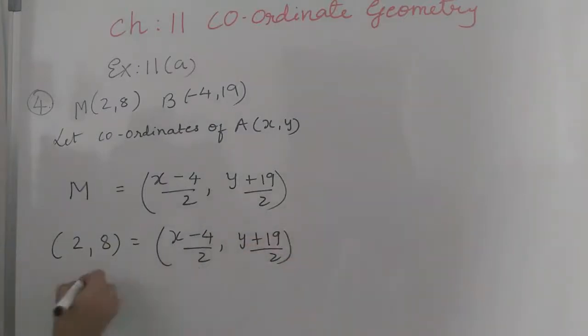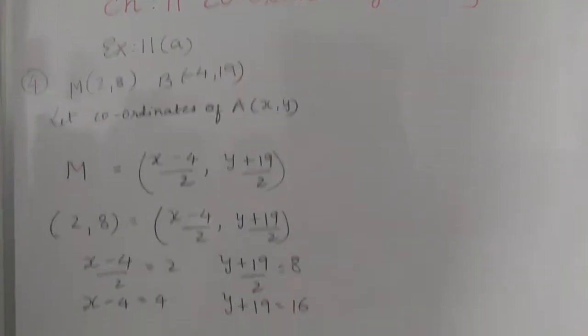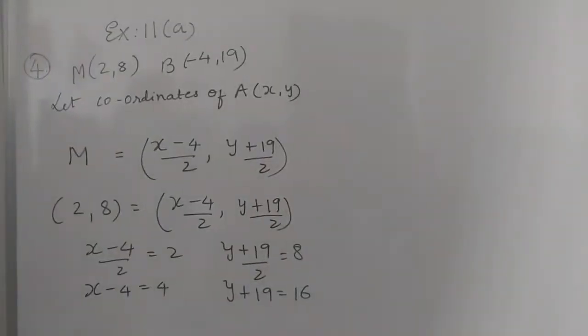Now we will compare x coordinate with x coordinate and y with y coordinate. So I write here the comparison of x to x and y to y. Now this is the kind of equation we solve. 2 2s are 4, so x minus 4 is equal to 4. And y plus 19 is equal to 8 2s are 16. Now we want to find x and y values.